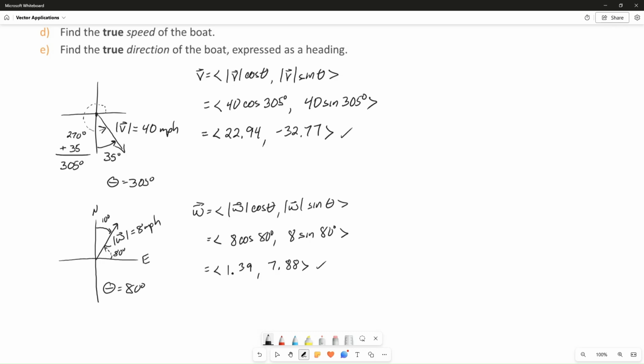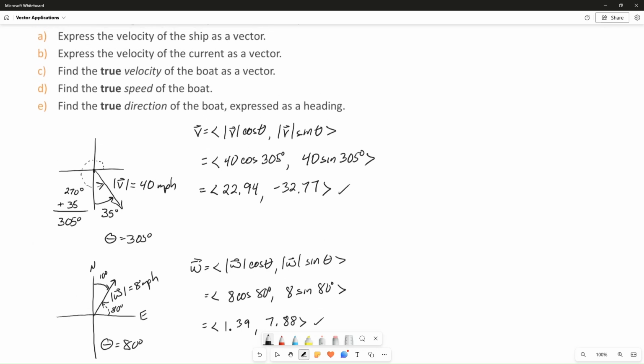Okay, so we've done the first part here. We figured out the velocity of the ship and of the current as vectors. So now we want to combine those together, okay? Because what's going to happen is the ship is traveling southeast, but the water current is going northeast. And so the water current is going to push the ship as it's traveling, and it's going to push it in the northeast direction. And so we're thinking of taking the velocity vector of the ship and adding it to the velocity vector of our ocean current, right?